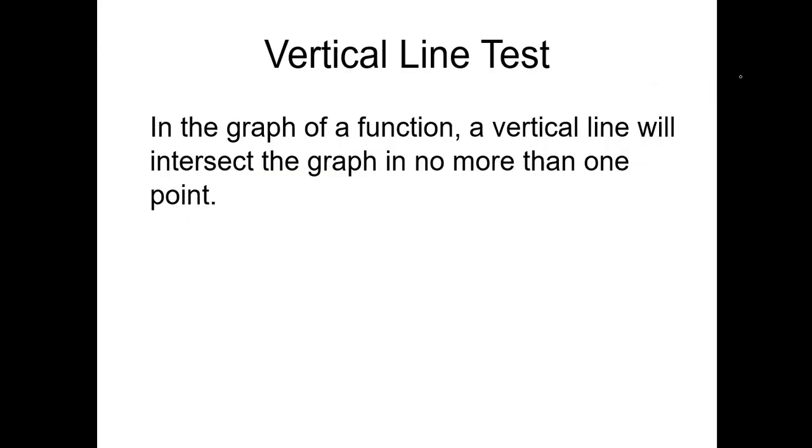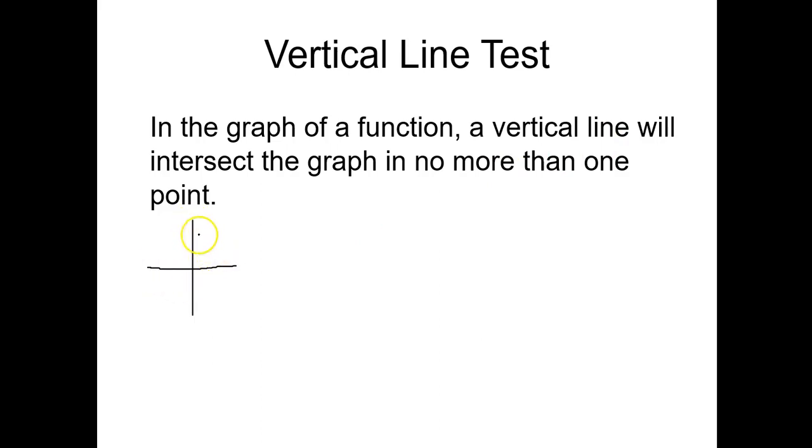Now, if you're examining the graphs of relations, and you want to quickly decide if you have a function or not, there's something called the vertical line test. If you sweep a vertical line across the graph and it only crosses up to one point at a time, then you're good. You have a function. But if the vertical line touches more than one point at a time, not a function.